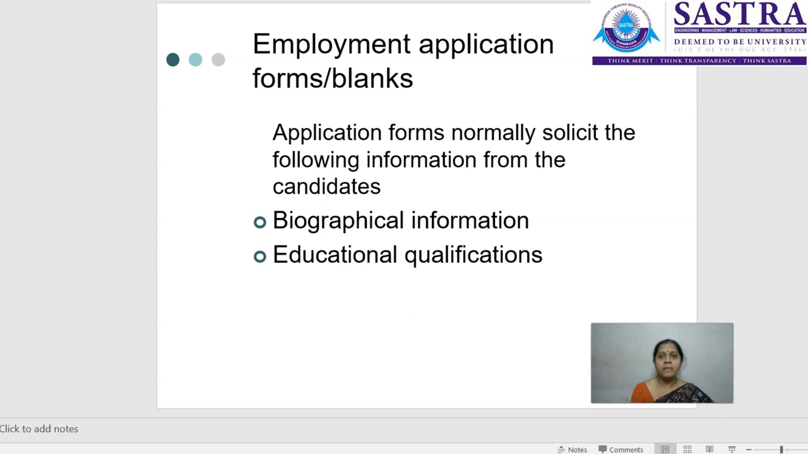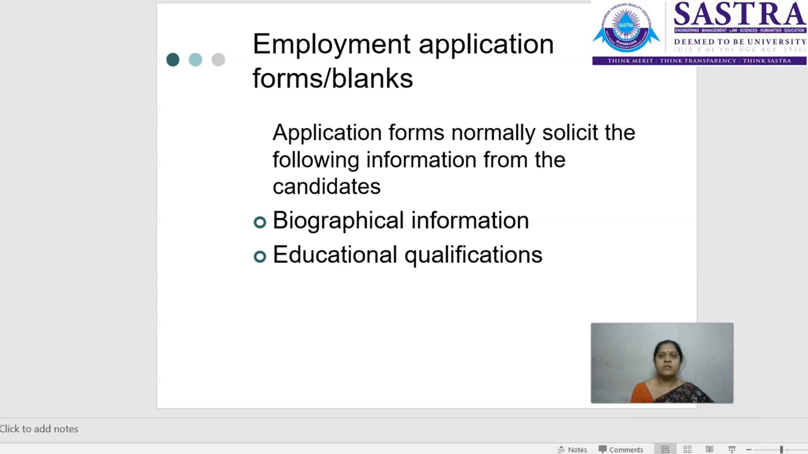So the application blank will have more weightage towards the communication skills. This is called the weighted application blank. Some organizations also make use of weighted application blanks where the candidates can fill in the required skill for the organization. So this is called employment application forms or blanks, and that is the purpose behind these application blanks or forms.